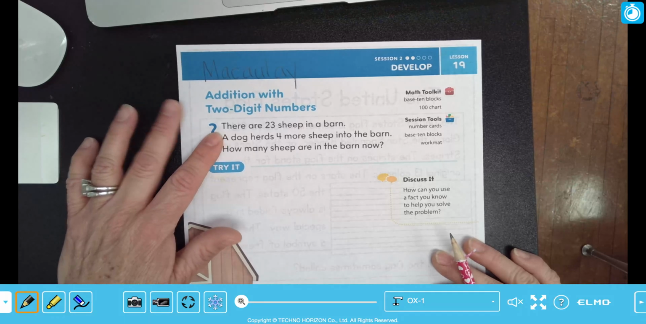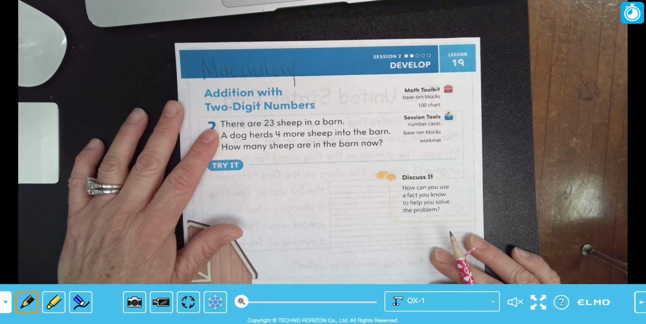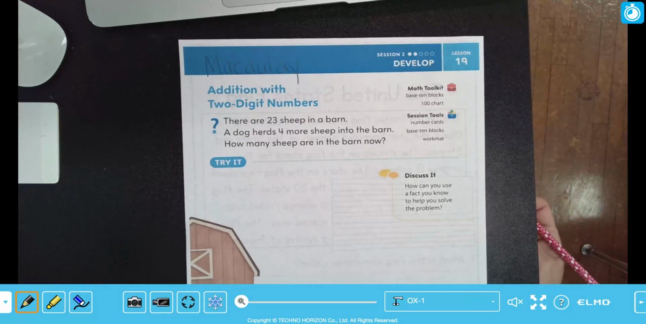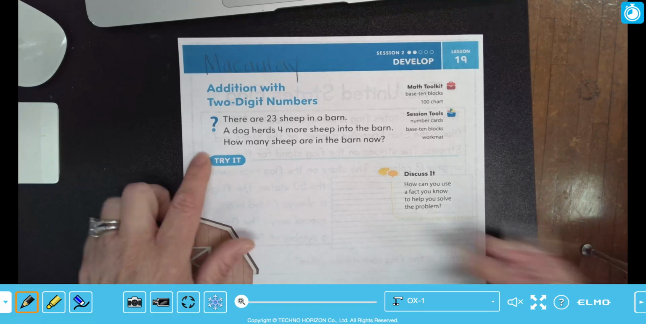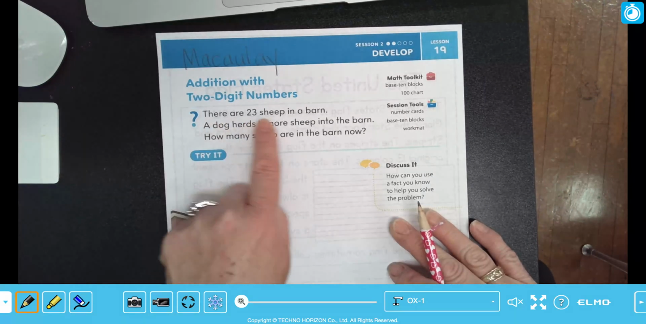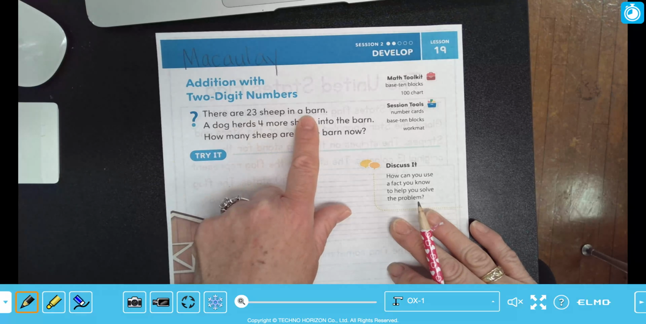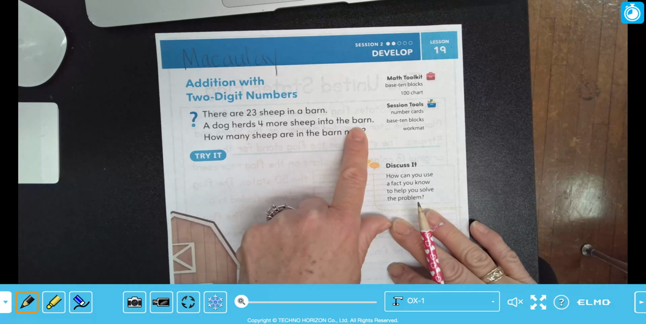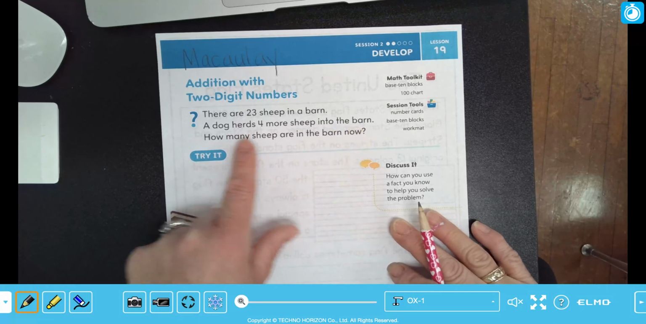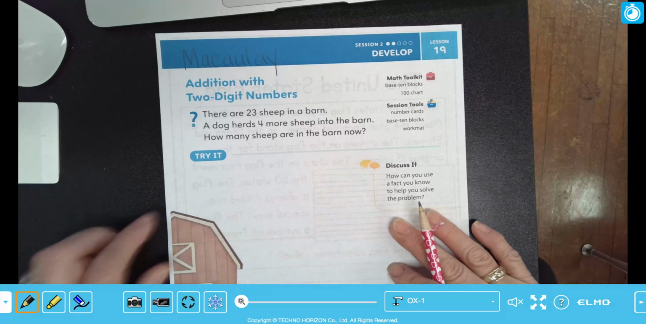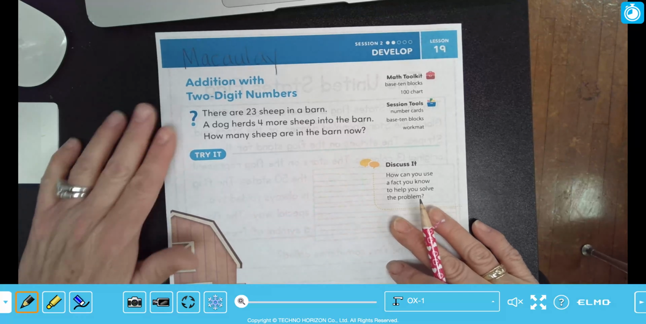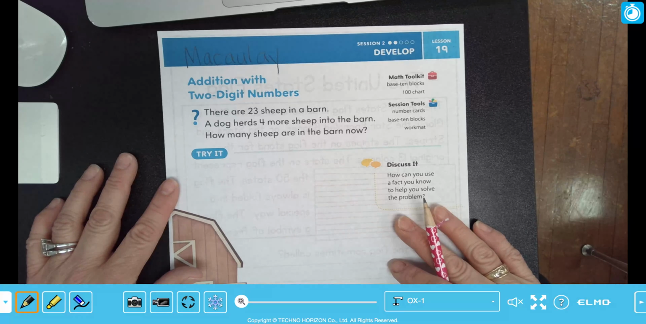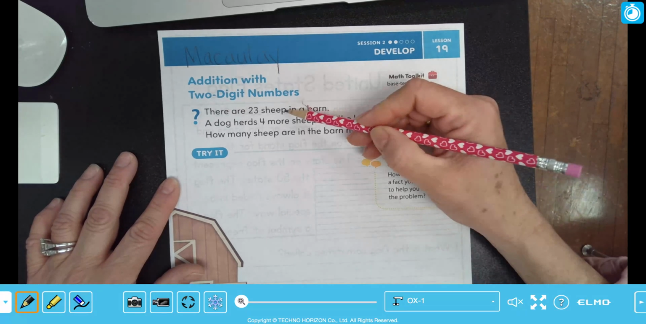Okay, so I'm going to read this 3 times, and you're going to think of some questions as I read it. So the first question is, who is this about? Who or what? If there's no person in the story, then what is it about? Okay, so here I go. There are 23 sheep in a barn. A dog herds 4 more sheep into the barn. How many sheep are in the barn now? Okay, so who is this about? It's about sheep, right? See, it says it's sheep.